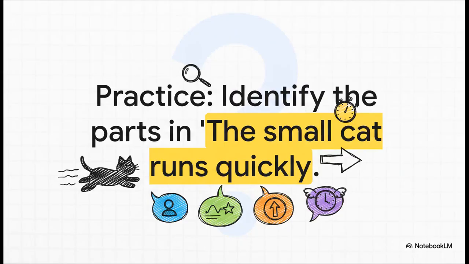All right, time for a little practice run. Let's look at this sentence together. The small cat runs quickly. First, what's the thing we're talking about here? The cat. Boom, that's our noun. Okay, what word describes the cat? Small, that's our adjective. What's the cat doing? It runs. There's our verb. And how does it run? Quickly. And since that describes the action, it's our adverb. See? It all fits together like a perfect puzzle.